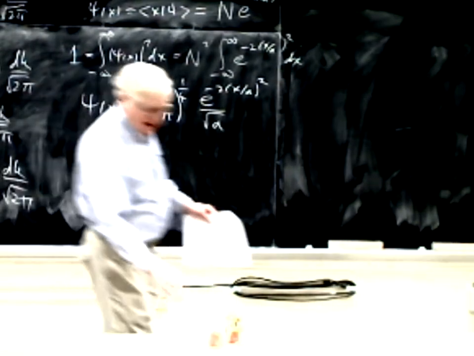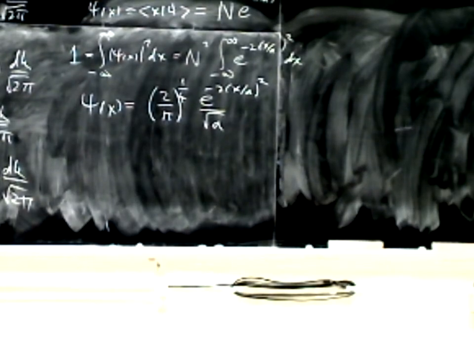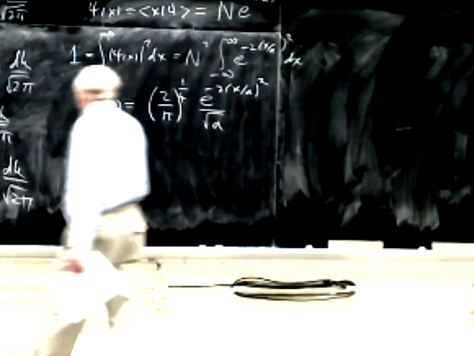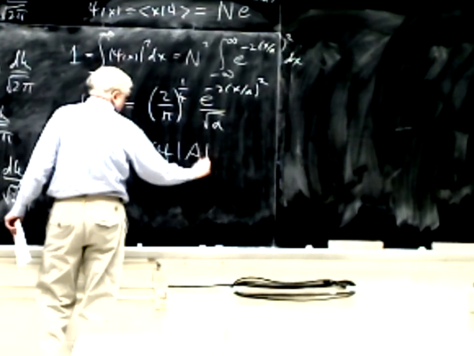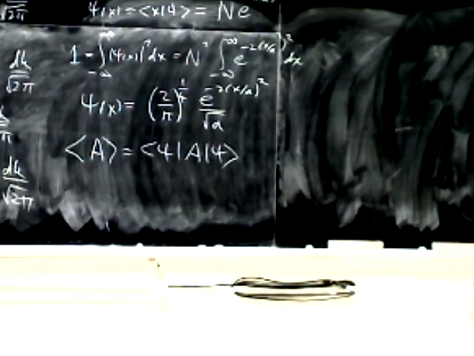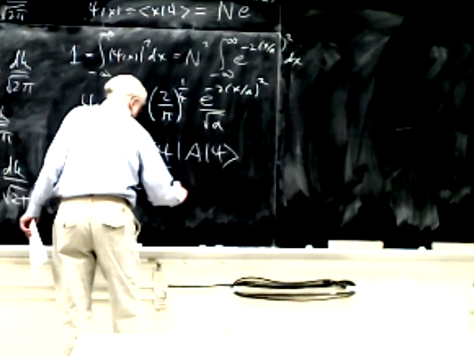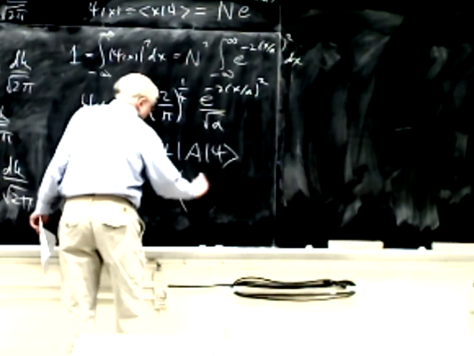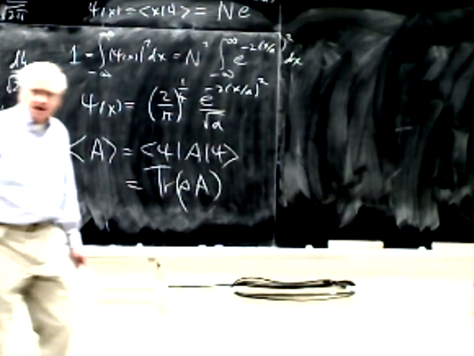Now, as we may have already said in this course, and as you probably already know, the mean value of an operator A in a state psi is just the diagonal matrix element of the operator A in that state psi. More generally, if the system is described by a density operator rho, then the mean value of A is the trace of the density operator times the operator A.